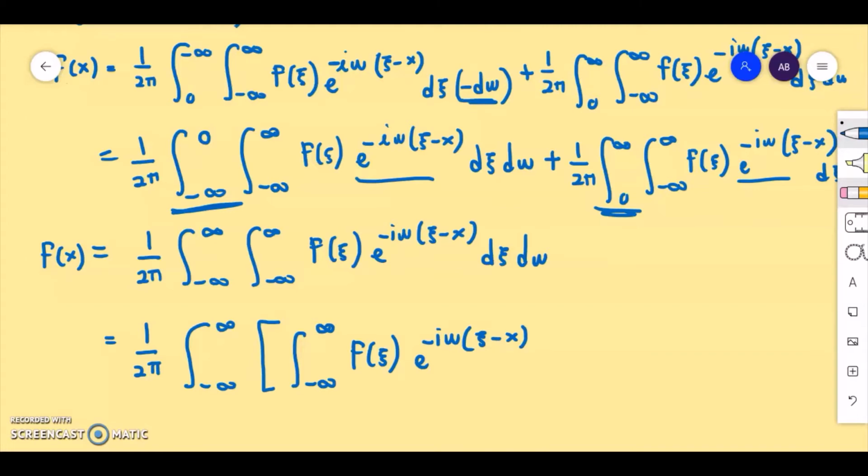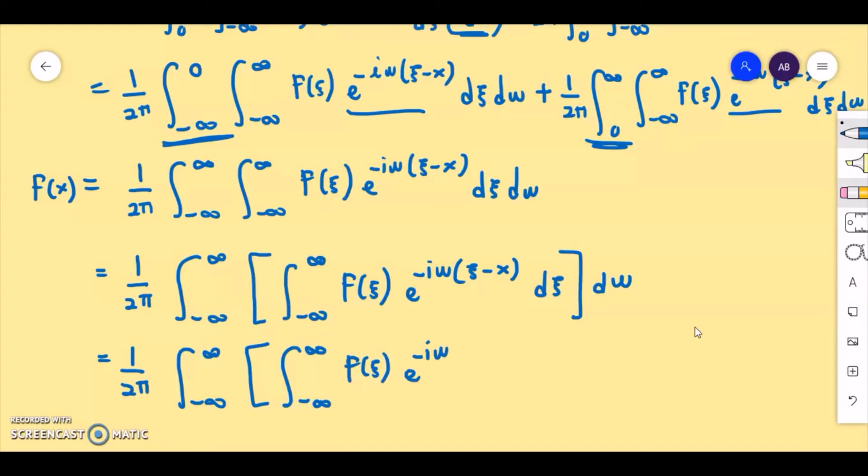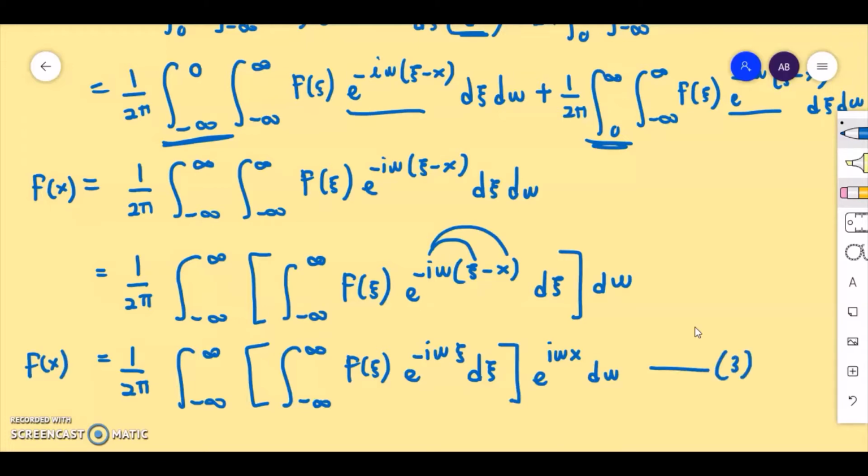Then this is dξ, dω. I want to take the ξ and ω out, outside this bracket. So I can integrate from negative infinity to infinity f(ξ) e^(-iωξ) dξ, and then e^(iωx). You just expand this term here, so that will be positive, dω. There you go. This equation 3 that you have obtained can be divided into two equations.